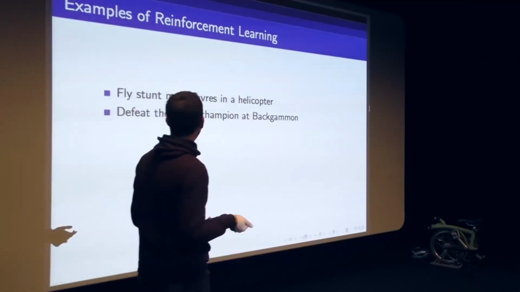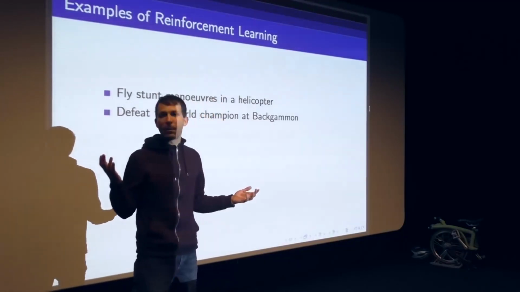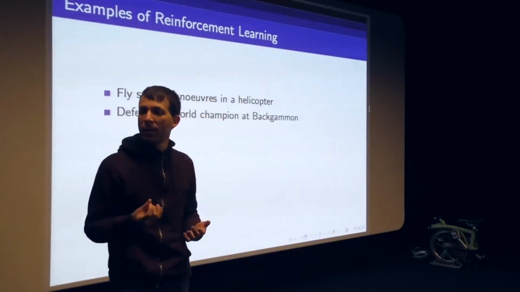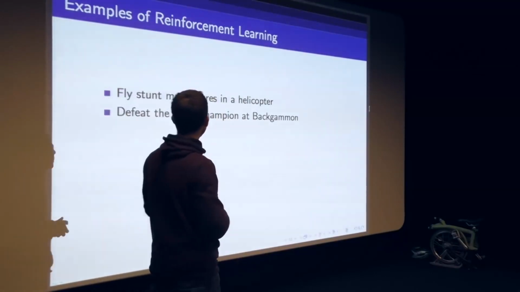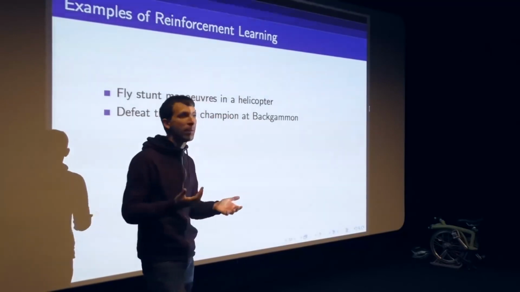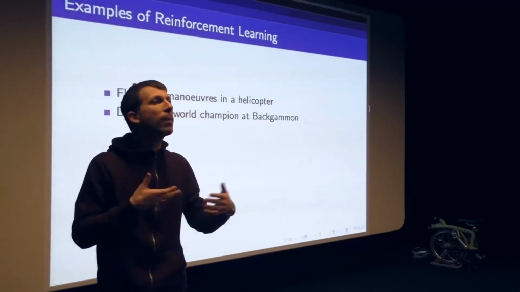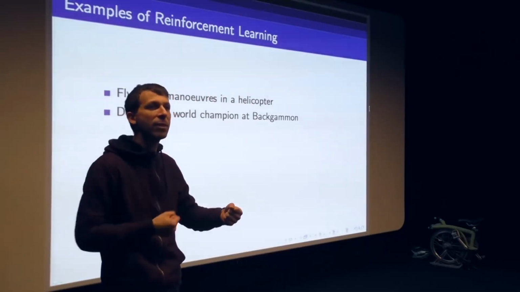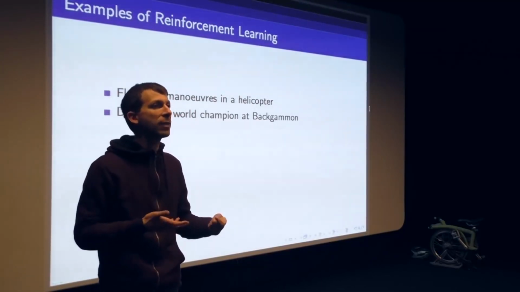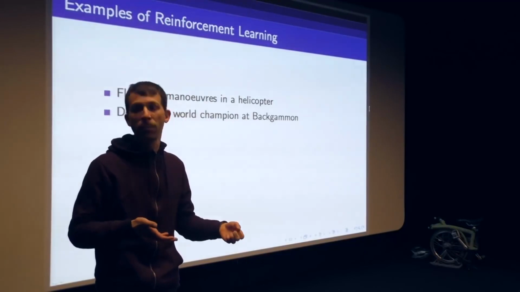Another example would be to play the game of backgammon. And one of the famous successes of reinforcement learning is when Jerry Tesauro defeated the world human champion at the game of backgammon, just by reinforcement learning. So this is a system that was basically playing the game again and again, and just by trial and error learning, figured out a way to play backgammon better than humans.